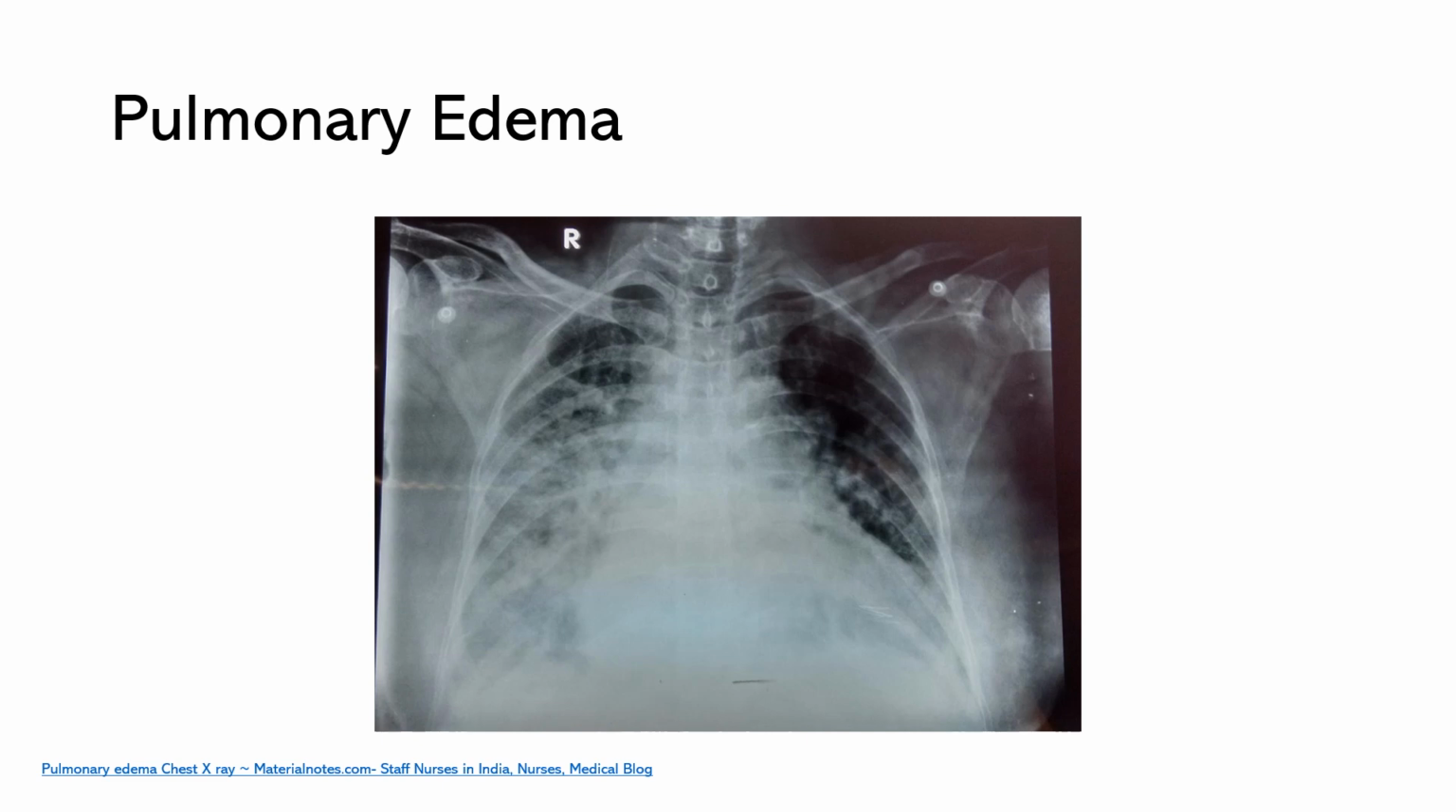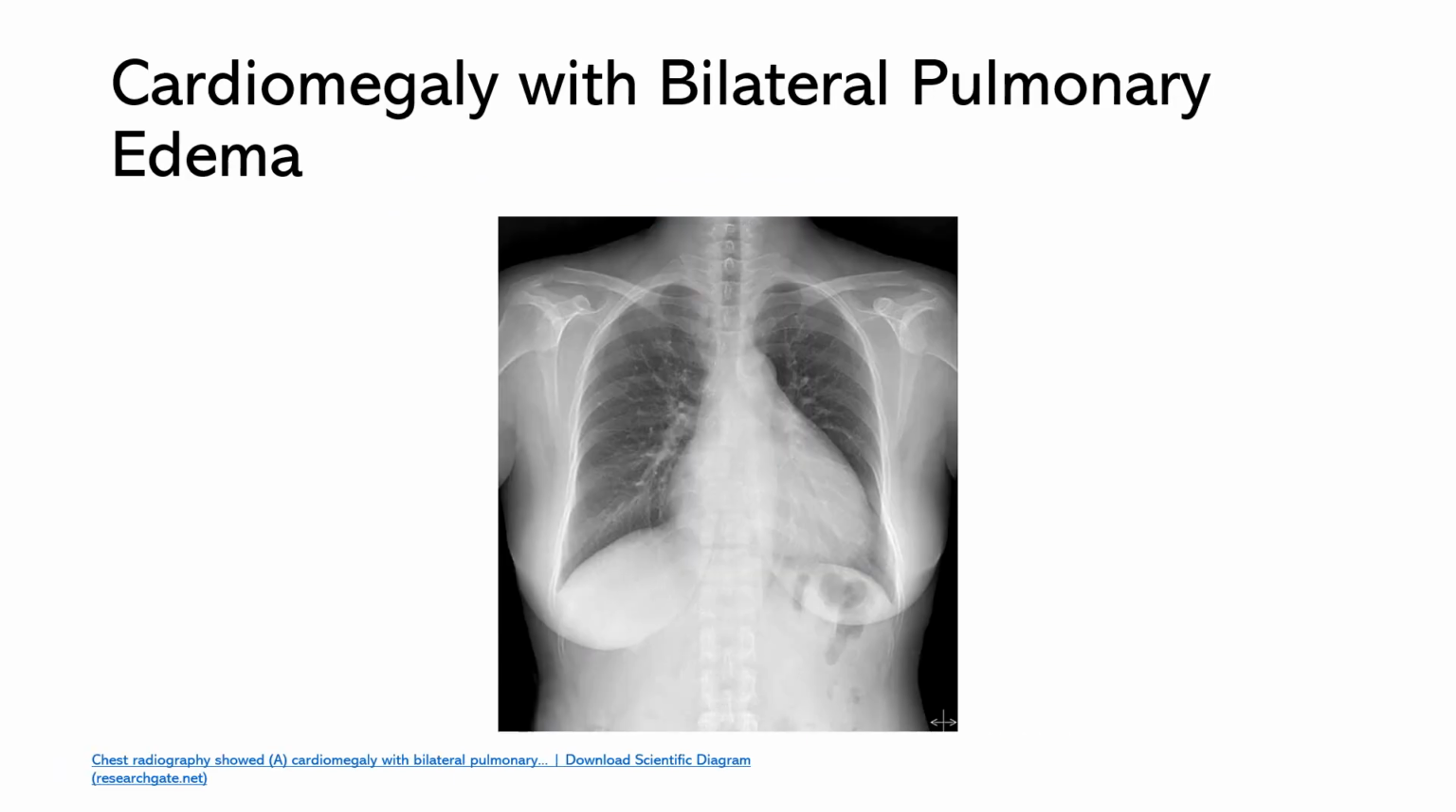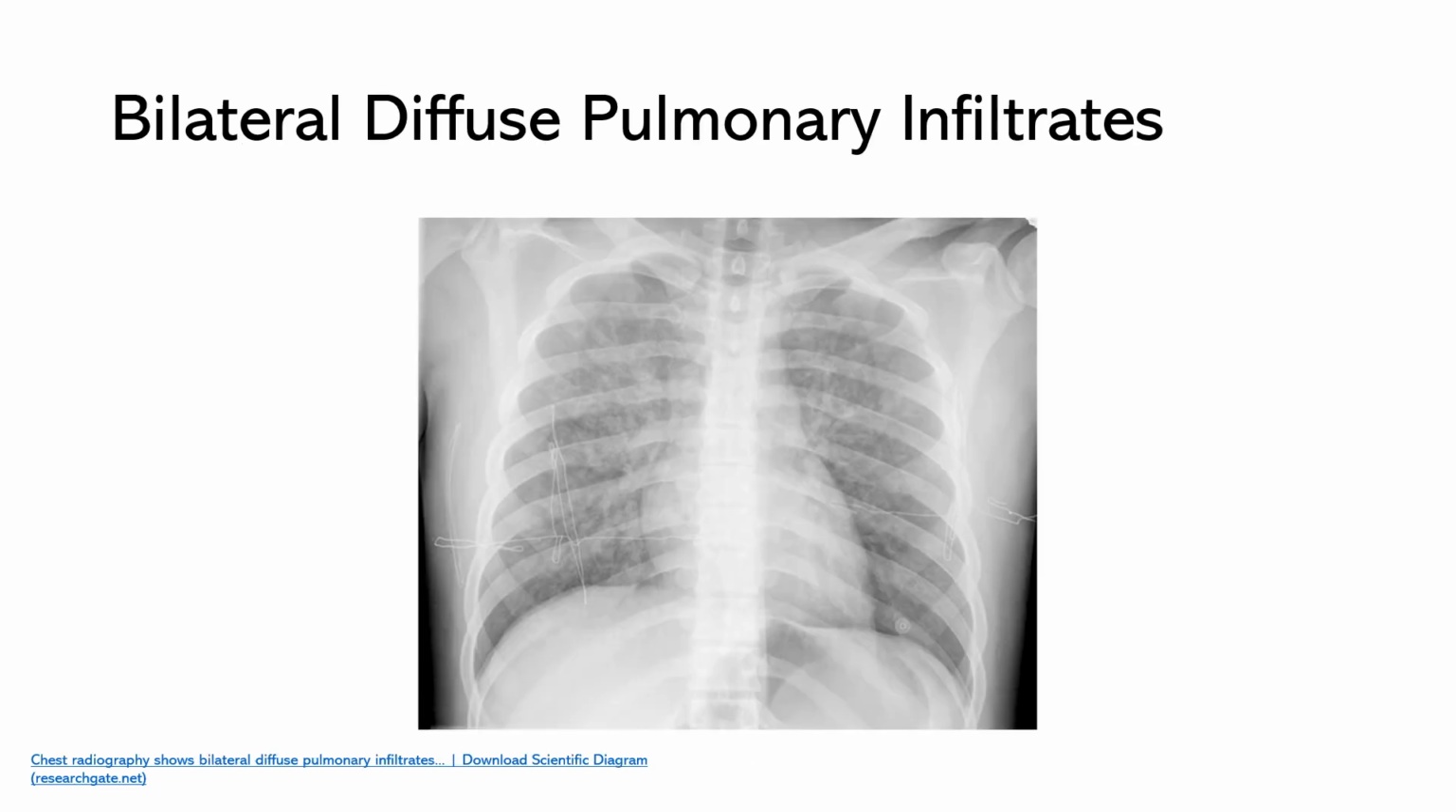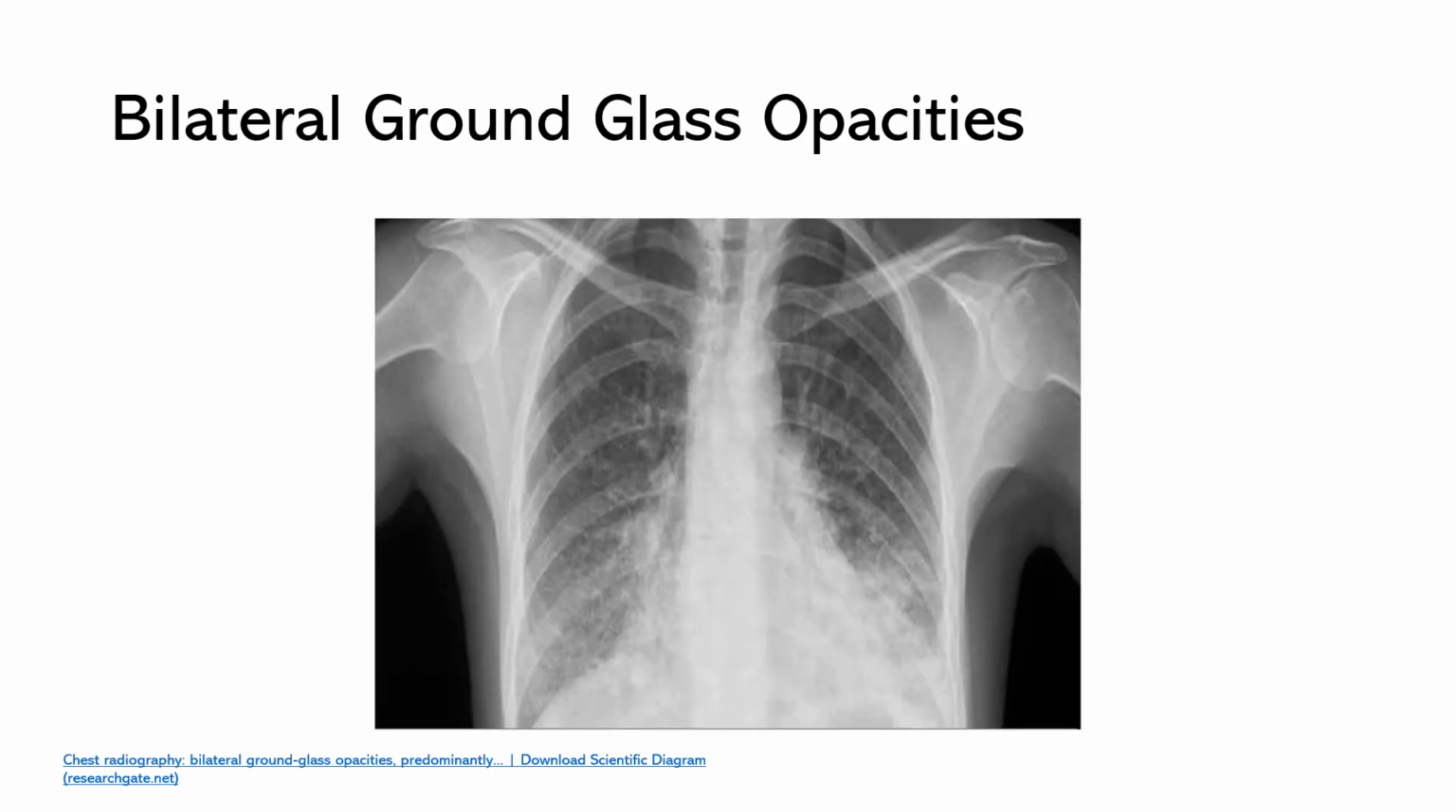This is pulmonary edema. This is cardiomegaly and also bilateral pulmonary edema. So you can see how the heart is enlarged and kind of pushing on the lung and making it more difficult to oxygenate. This is your bilateral diffuse pulmonary infiltrates. And this is your bilateral ground glass opacities.